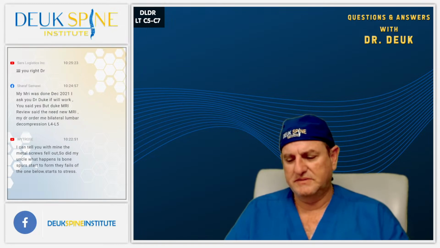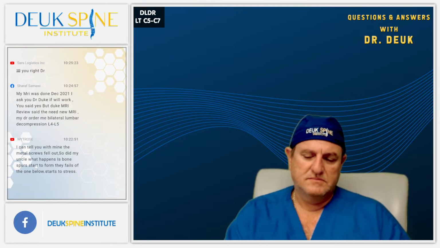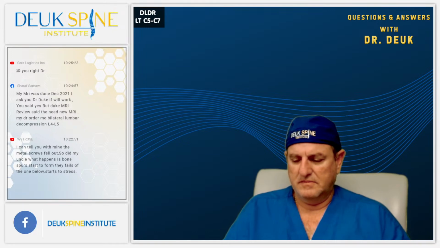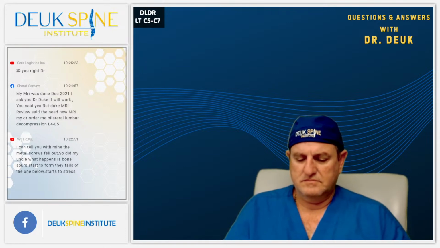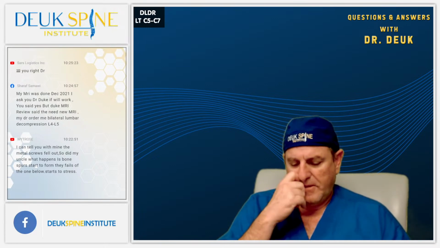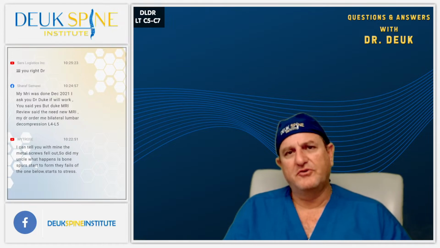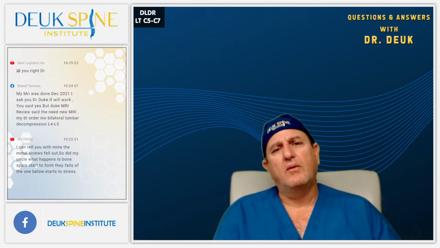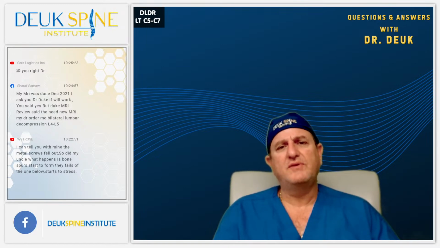We appreciate your sentiment. And then we have a question from Sharaf on Facebook, and they said, my MRI was done December of 2021. I asked you, Dr. Deuk, if that will work. You said yes, but the Deuk MRI review said I may need a new MRI, but my doctor ordered me a bilateral lumbar decompression L4-5. Yeah, so we can definitely do your MRI review with the December 2021 MRI, not a problem. However, what we're saying is that if you do need surgery, we recommend getting a new MRI before the surgery.